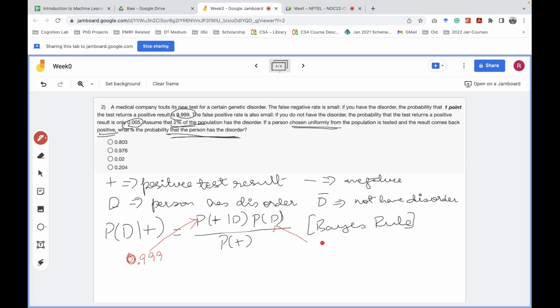this would then become 0.02, nothing but 2%, right? What we don't have is P of plus. We don't have any indication here of what is the probability of getting a positive test result alone. This is if you have a disorder, so that is probability of plus given D. We need probability of plus, right?